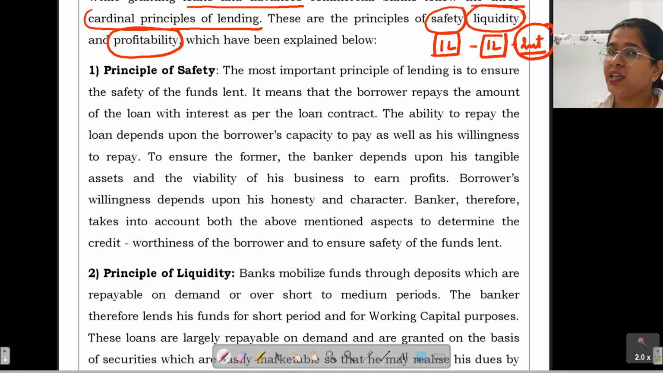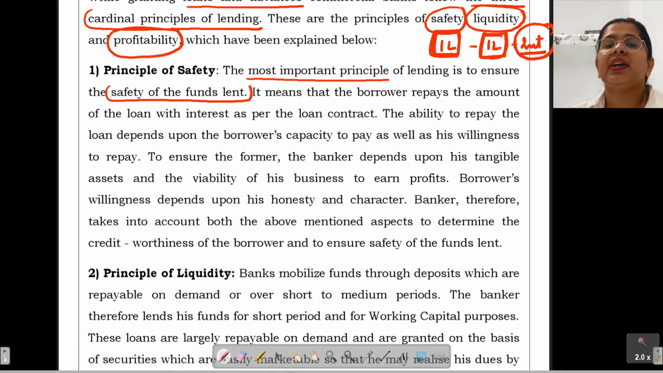This is the additional thing. At the same time, what I also want is safety of my investment. So this is the first principle, called the principle of safety. The most important principle of lending is to ensure the safety of funds lent.